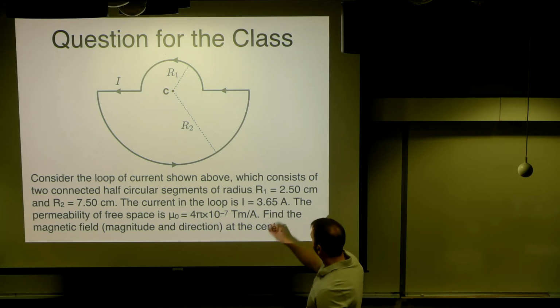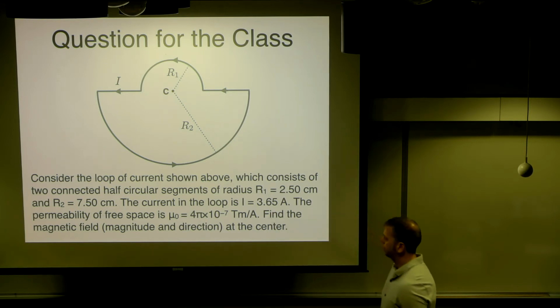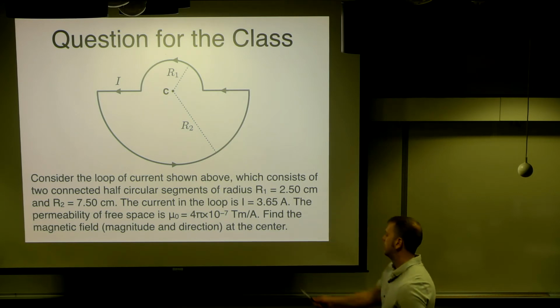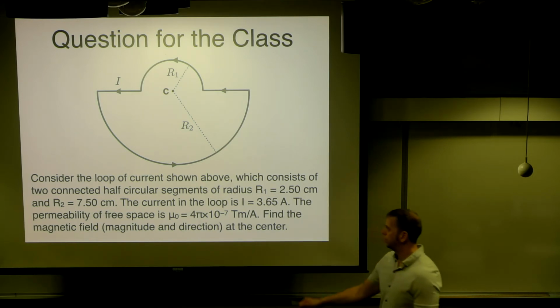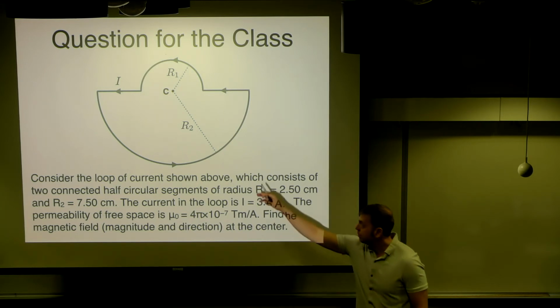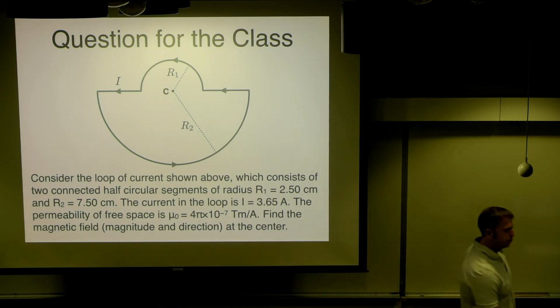The current in the loop is 3.65 amperes. We know the value of mu naught, that's called the permeability of free space, is 4 pi times 10 to the minus 7 Tesla meters per amp. So what you should do is find the magnetic field, both magnitude and direction, at the center of this loop. And feel free to use any of the results from the previous problem because we are dealing with half circular segments once again.